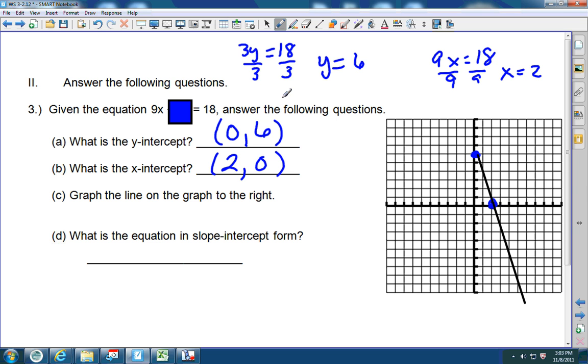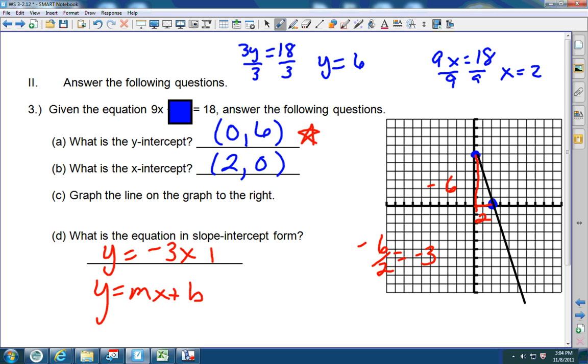Now my equation, I have my y-intercept. I just need to find my slope. Remember, because it's y equals mx plus b. Well, let's find the slope. I go down 6, negative 6, and over 2. Negative 6 over 2 is negative 3. So I have negative 3x plus 6. I would go on my calculator, put that in y equals, press graph, and see if it matched up.